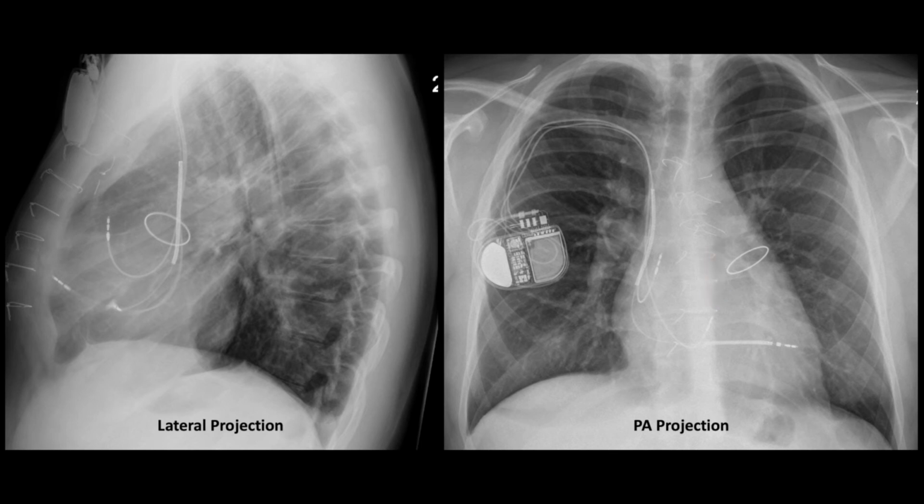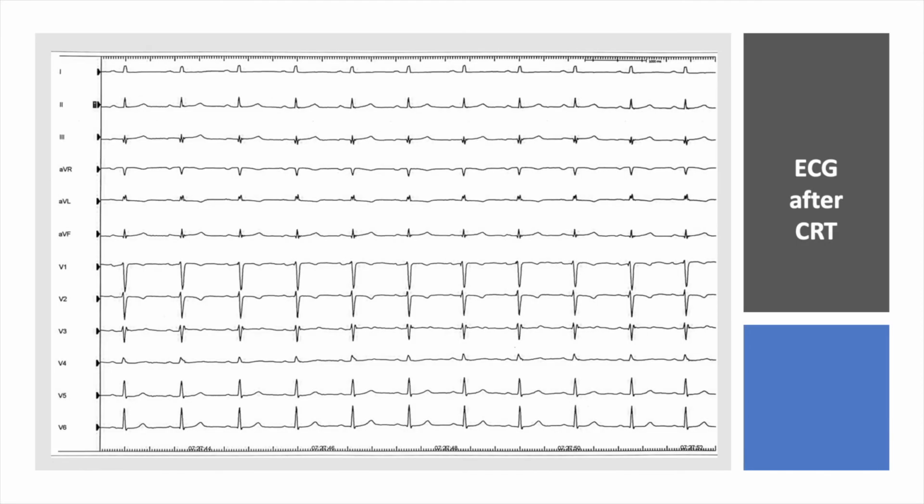And in the next slide, we will see the ECG results. And in this picture, we see the final ECG results of right ventricular resynchronization and a small QRS complex, which led to improvement of RV function and RV size.